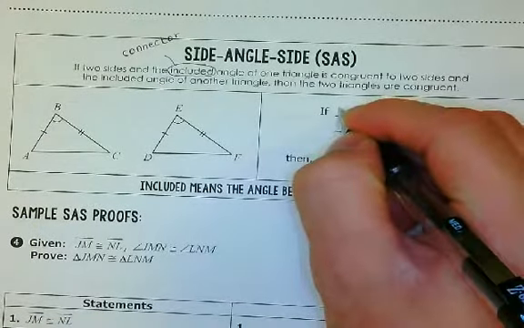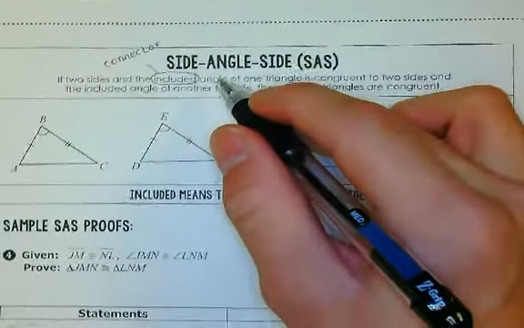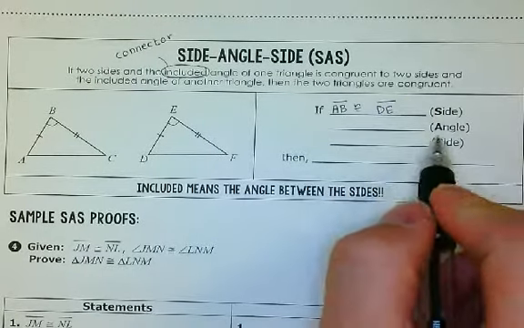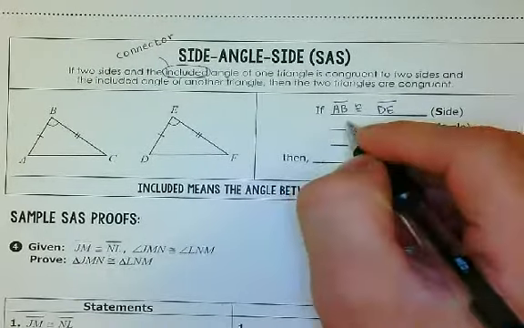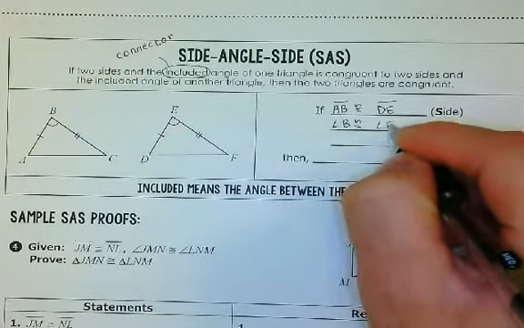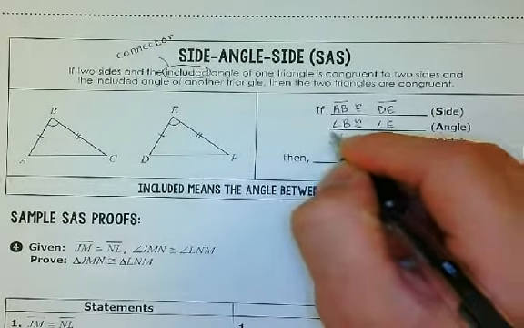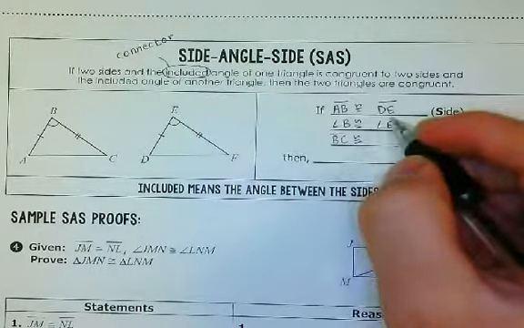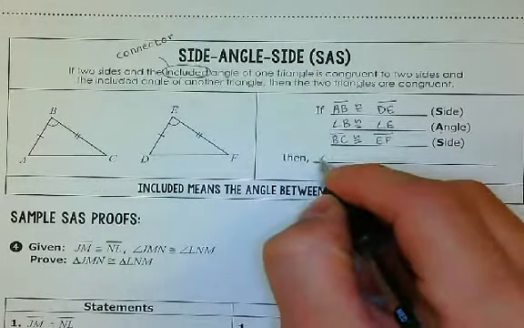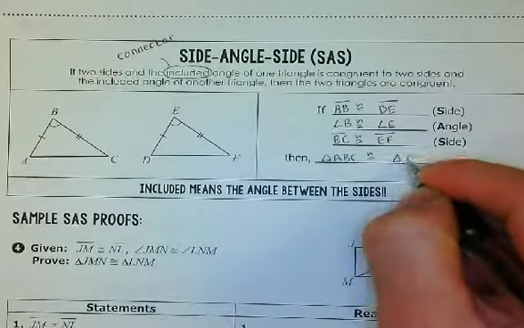So for our congruency statements, if AB is congruent to DE, okay, that's a side. Now we're going to do the angle. If angle B is congruent to angle E, and if side BC is congruent to side EF, then triangle ABC is congruent to triangle DEF.